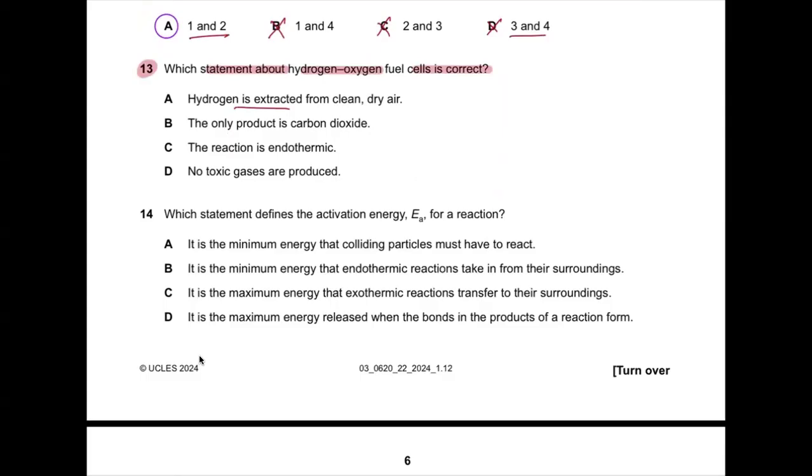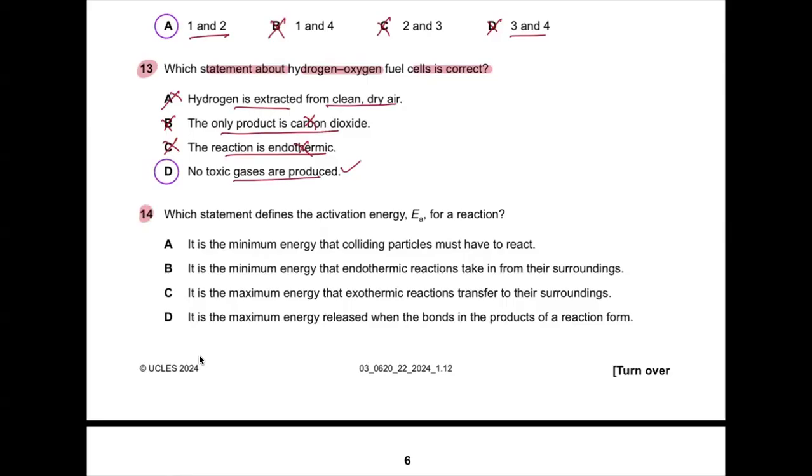Hydrogen is extracted from clean dry air? Not at all. The only product is carbon dioxide? No, it's water, we know. The reaction is endothermic? No, it produces energy, so it's exothermic. So no toxic gases are produced. So if the first three are wrong, it means the fourth, D, would be the correct one.